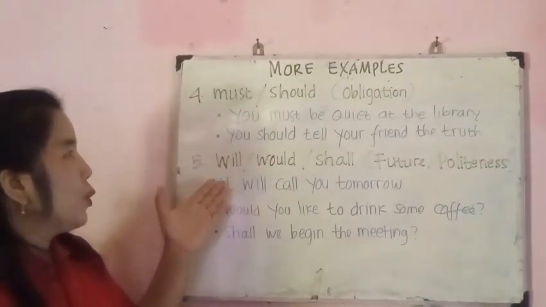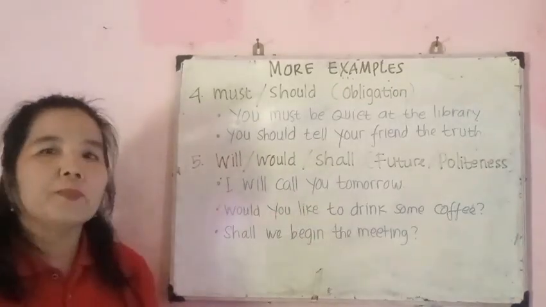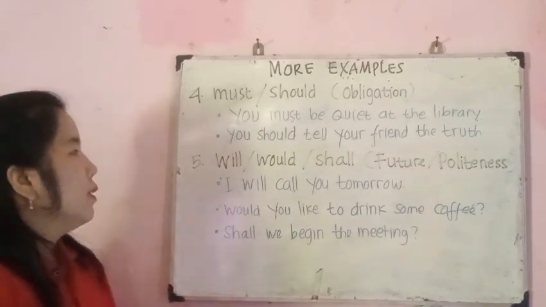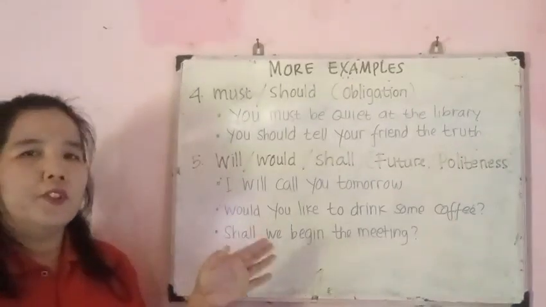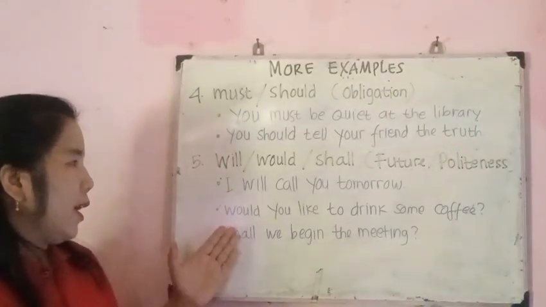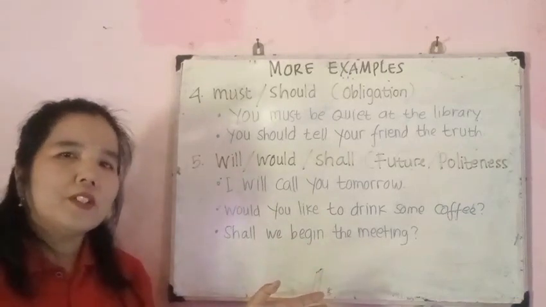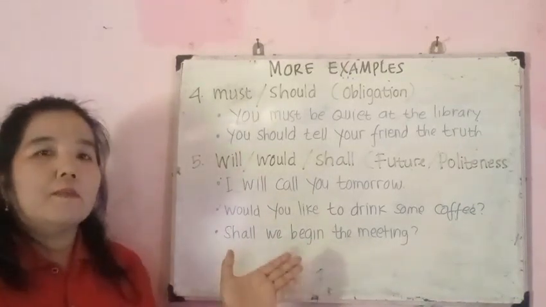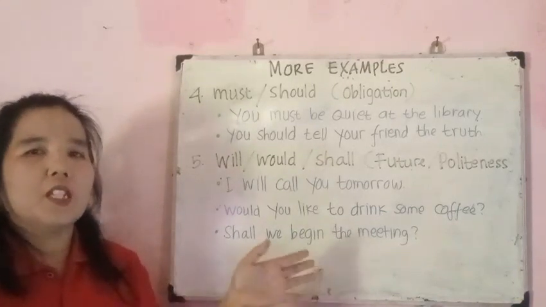And then we use will, would, and shall to talk about the future or to express politeness. For example, I will call you tomorrow. This is a future plan. And next, would you like to drink some coffee? We offer something to others. And shall we begin the meeting? This sentence is mostly British English.